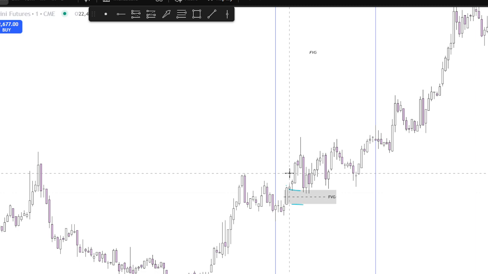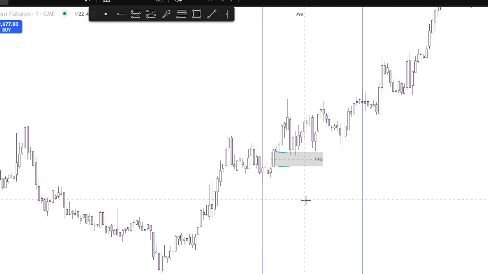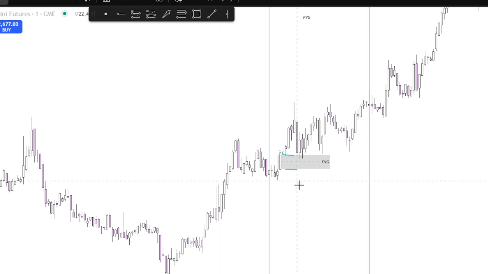If it's green, well, it's not on this chart because I have different colors, but on a normal chart it would be green. It would be a bullish candle, a bullish fair value gap, so price would push higher. If it was a red one, price would push lower. For this example, it's a green one, so you see price taps into it, price pushes higher.